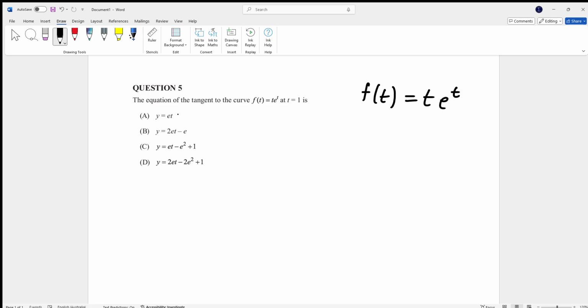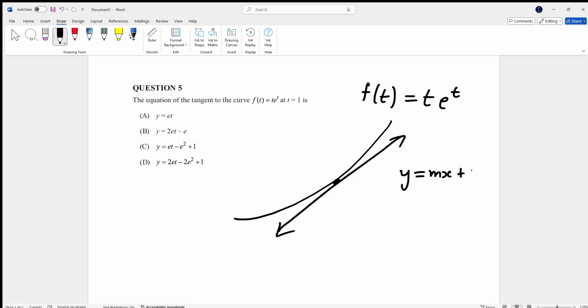So here, what we're given is to work out the equation of the tangent to the curve f of t equals t times e to the t, at t equals 1. So basically, long story short, we have a curve, it might look like this, and we're asked to find the tangent line there, which is a straight line, which looks like y equals mx plus c. Now, in this situation, I'm going to write it how they would write it. In other words, f of t equals mt plus c.